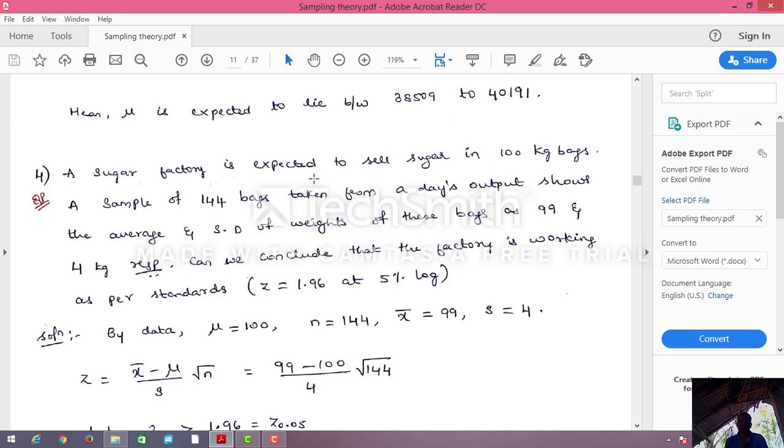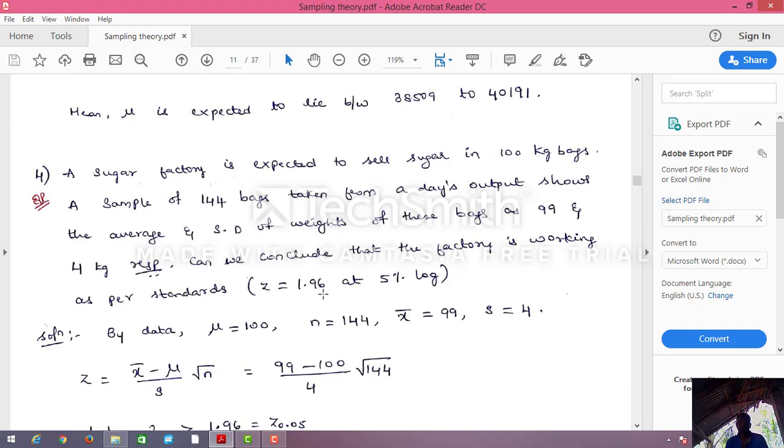Right. One more problem we'll see. A sugar factory is expected to sell sugar in 100 kg bags. A sample of 144 bags taken from a day's output shows the average and standard deviation of weights of these bags as 99 and 4 kgs respectively. Average should be 99 and standard deviation should be 4. Can we conclude that the factory is working as per the standards?